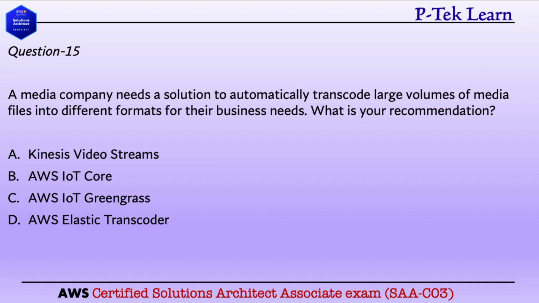Option D, AWS Elastic Transcoder. Elastic Transcoder is the correct option for this scenario. It is a scalable media transcoding service that automatically converts media files into formats suitable for various devices. This makes it ideal for efficiently delivering media content across different platforms. So the correct option is D.